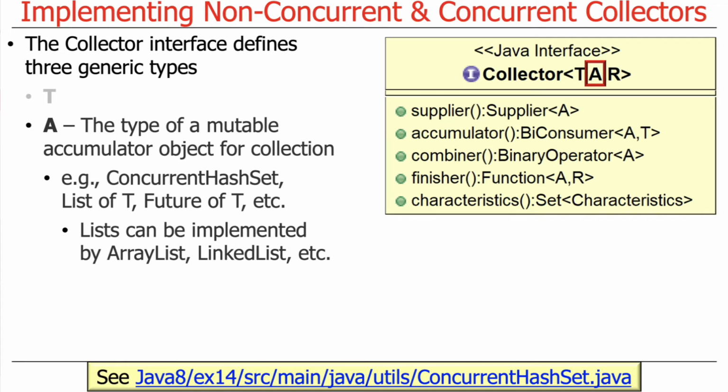What is A? A is the type of the mutable accumulator object that's used as the mutable result container. And this could be something like a list of T, a future to T, a list of futures to T, a concurrent hash set of T, or whatever. You just have a bunch of different things that could be there. And of course, the list could be implemented as an array list, as a linked list, and so on.